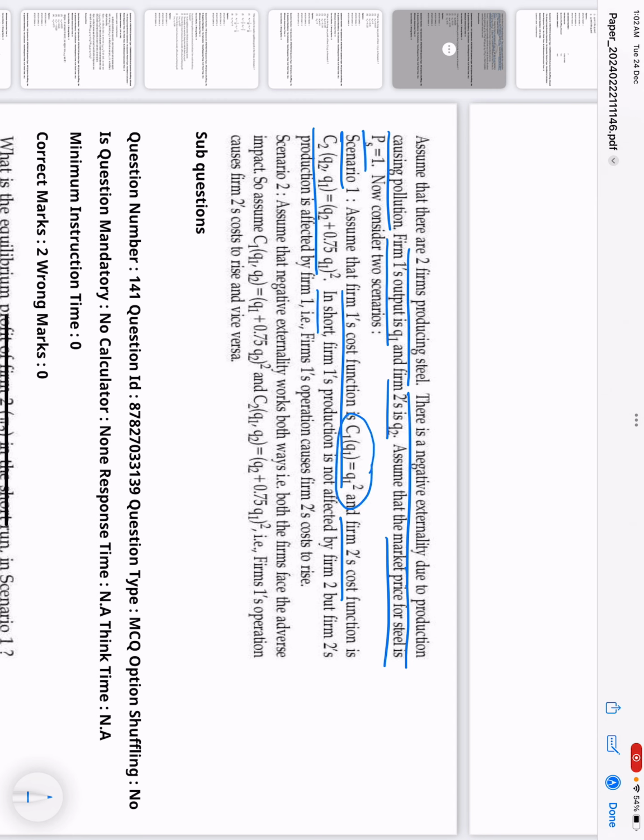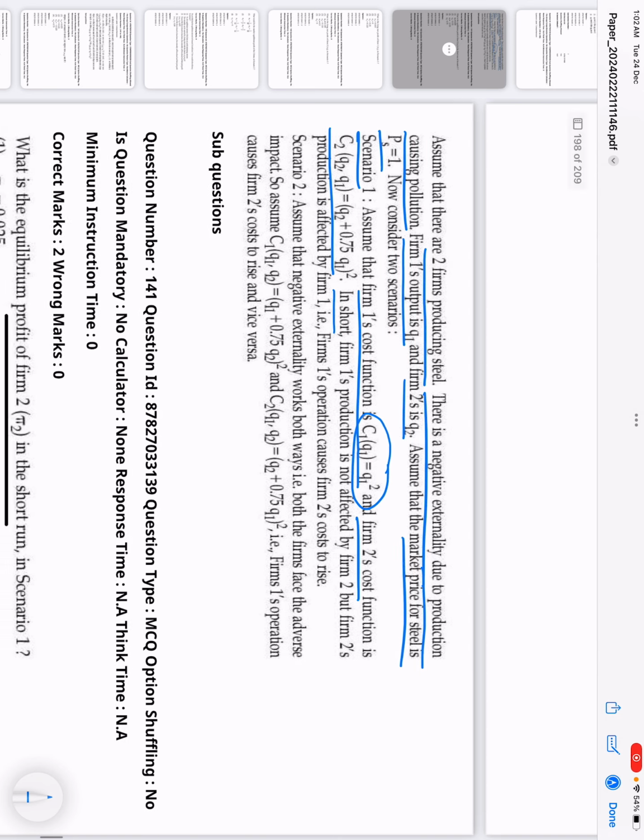Assume that there are two firms producing steel. There is a negative externality due to the production causing pollution. Firm 1's output is Q1, firm 2's is Q2. Market price is 1. Scenario 1: firm 1's cost is C1 equals Q1 square. Firm 2's cost is Q2 plus 0.75 Q1 whole square. In short, basically firm 1's production is not dependent on the production of firm 2, but the production of firm 2 is dependent on the production of firm 1. The first question is, what is the equilibrium profit of firm 2 in the short run in scenario 1?